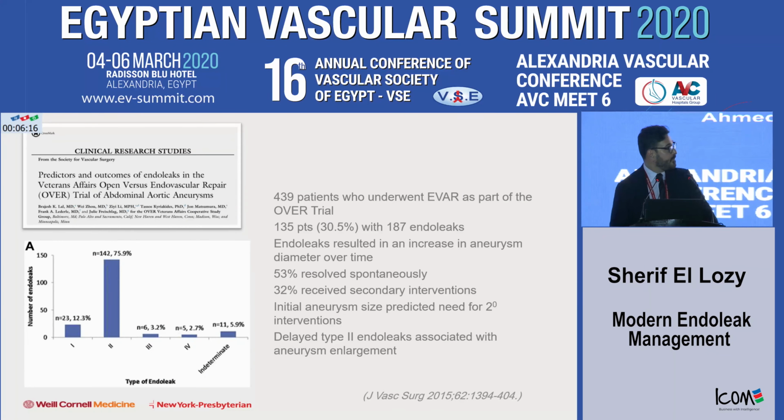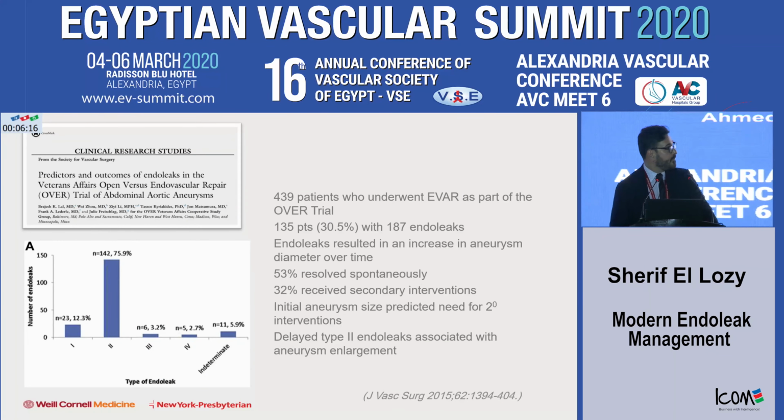And a little bit over half resolved spontaneously. About 30% received secondary interventions because of their endoleak. And what they did find was that the initial aneurysm size was predictive of the need for a secondary intervention. And if you show up with a delayed type 2, that was associated with aneurysm enlargement.